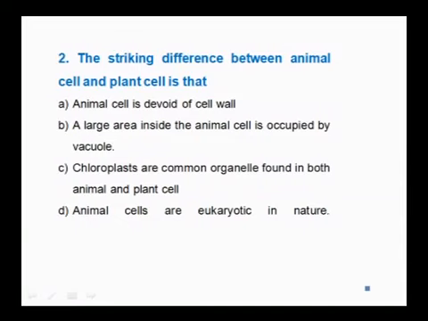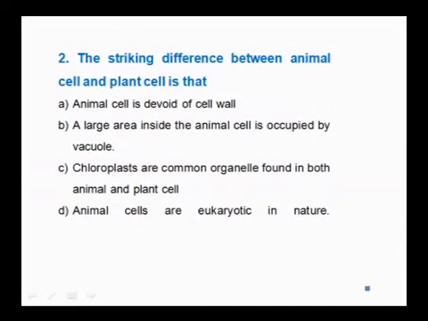So the question is slightly tricky because the question asks the difference between animal and plant cell. So what is very special about animal cell when compared to plant cell? So the answer is A, that is, animal cell is devoid of cell wall, or they do not contain cell wall. Remaining statements are actually wrong because animal cells, as mentioned in option B, do not contain a large vacuole. It is the feature of plant cell.